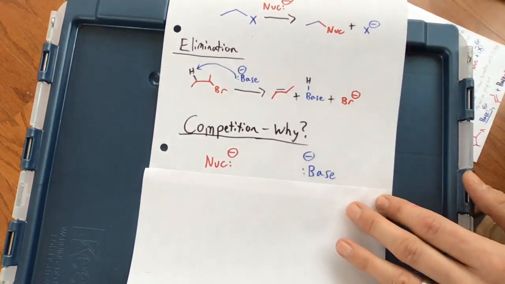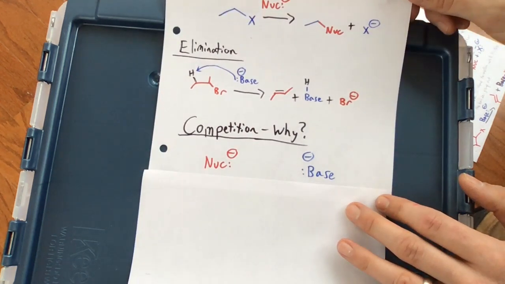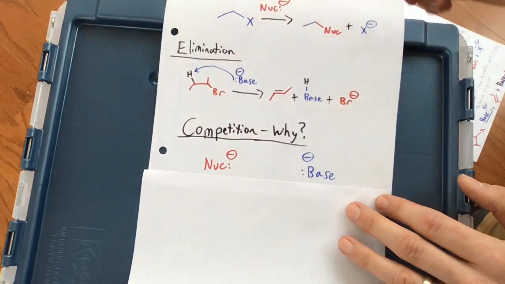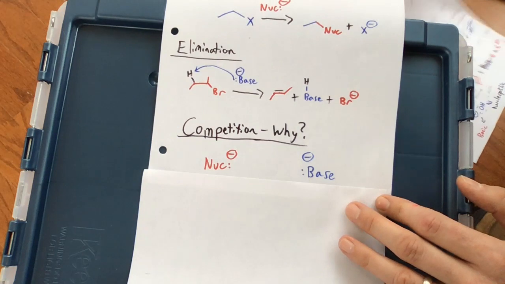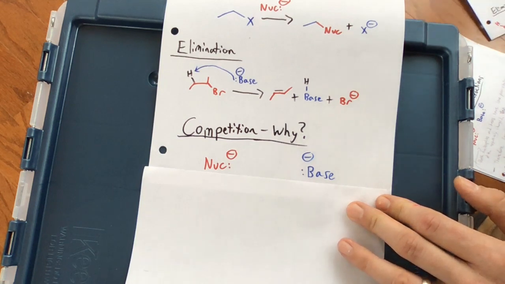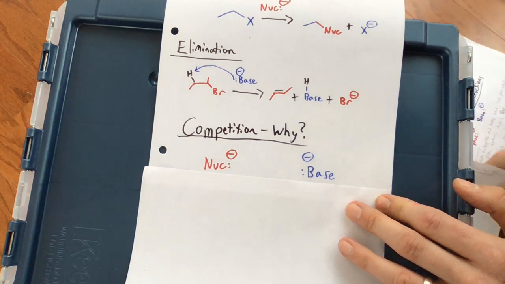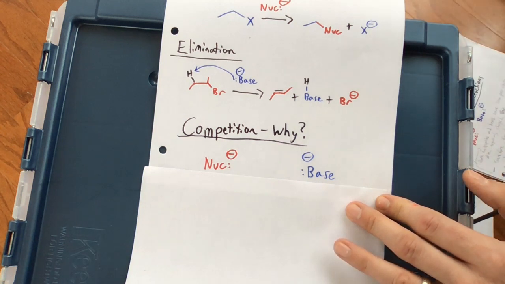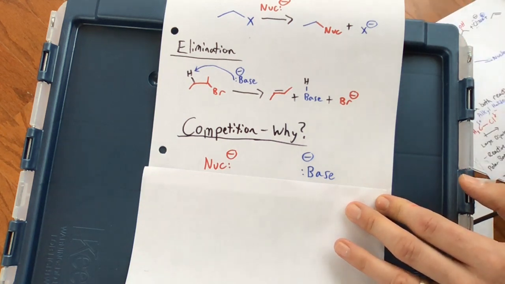And the problem is that there's competition between these two types of reactions. It's not so simple as saying we would like to run substitution or we would like to run elimination. Often they're happening both at the same time, and it's kind of difficult to control under the best circumstances, unless you're smart organic chemists like we are.